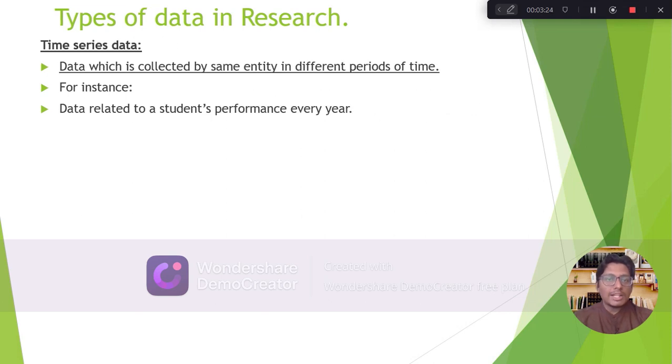Now, if we talk about time series data, the name itself gives the meaning. It means that the data is collected from a single entity, but in different periods of time. If you want to analyze some company's profitability, we will take data from the same company, but in different periods of time. Like if you want to analyze some student's performance, we will take his or her data in different periods of time. The entity will remain the same, but the time period will be more than one.